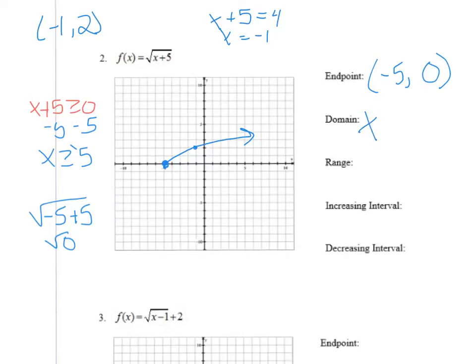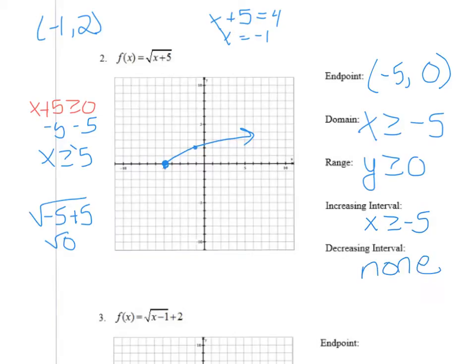And now our graph is increasing because there's been no reflections. Our domain is x is greater than or equal to -5. The range is y is greater than or equal to 0. If we walk along our graph, we're always increasing, but we start increasing here at this x value of -5. So x is greater than or equal to -5, and there's no decreasing value.